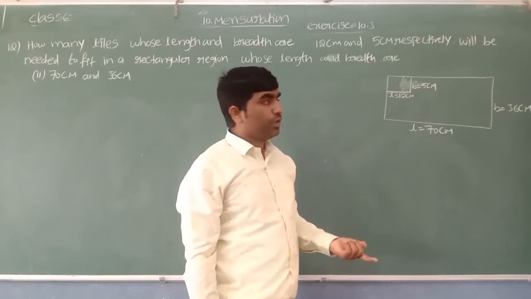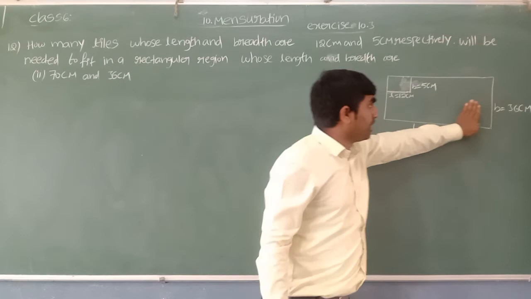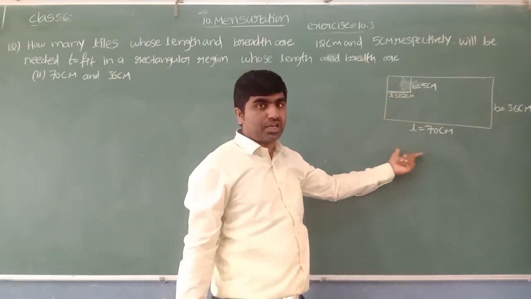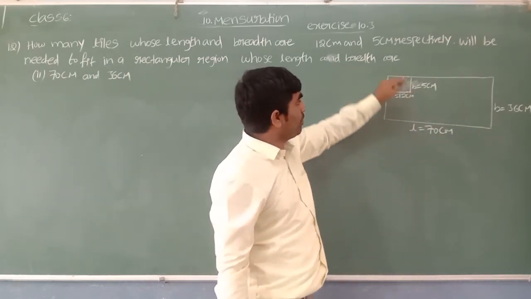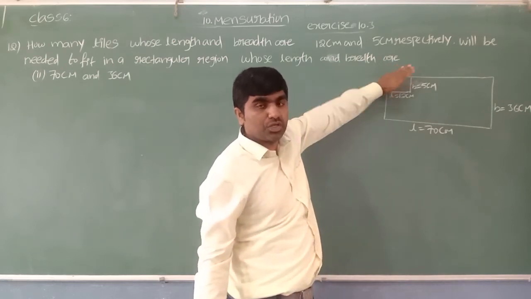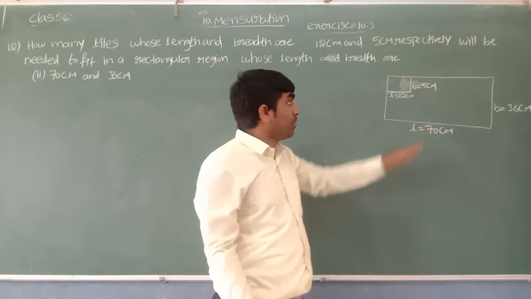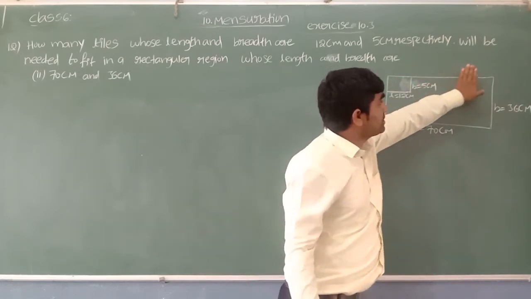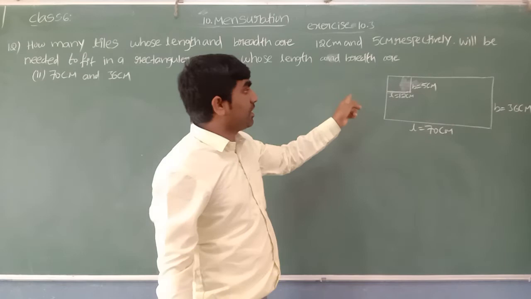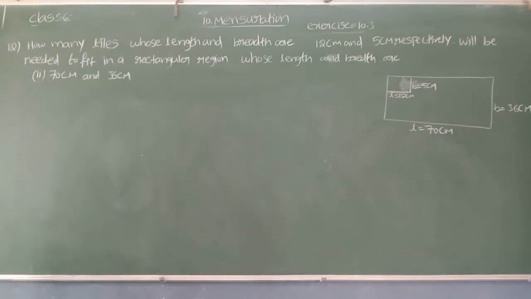They are asking. So how can we find? First we have to find what is the total area of the rectangular region. Then you find what is the area, what is the place covered by one tile. So that by dividing this we'll get how many tiles we can cover inside of this rectangular region. Hope it is clear. Let's see the solution better here.